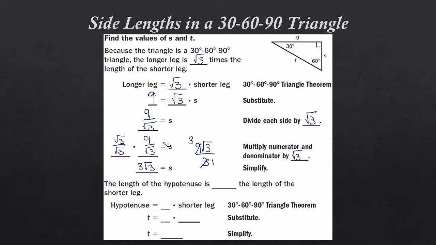Once I know what the short side of my triangle is, I can use that to find the hypotenuse, because the length of the hypotenuse is twice the length of the short leg. So the hypotenuse is 2 times the short leg. Substitute what I know: 2 times the short leg we just found, which is 3 square root of 3. Multiply 2 times 3, and you get 6 square root of 3.